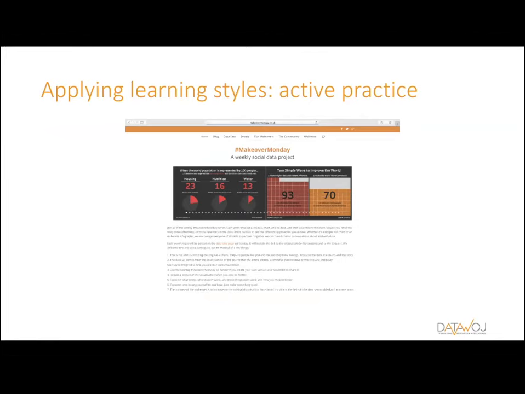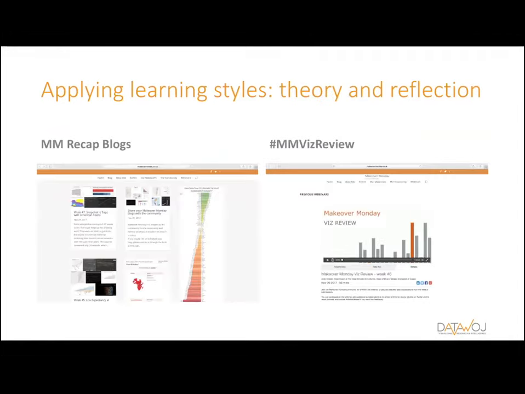And then we discuss what we've made over on data.world. It's a really good project because it touches on quite a lot of those critical learning styles. It's quite active because there's a new data set to get to grips with each week. It's also quite pragmatic because it's quite practical. You get to play with Tableau and play with the data and do your own take on it. But it's also quite theoretical and quite reflective.